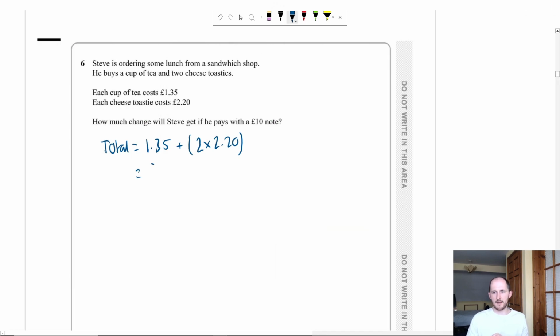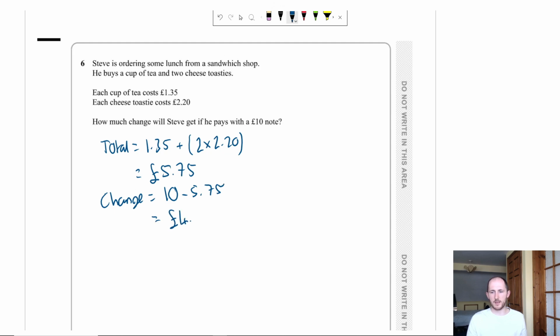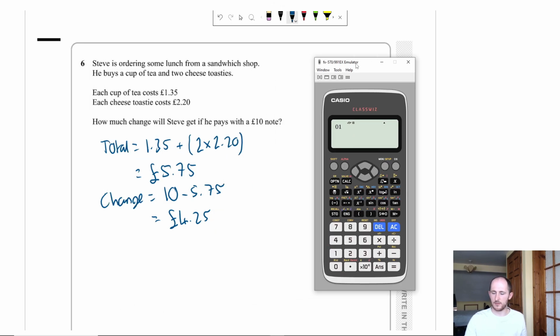So how much change will he get? Well, if you give a £10 note, the difference between £10 and £5.75 is your change. And when I say the word difference, that just means subtract. So 10 minus 5.75, which is equal to £4.25. You can just use a calculator: 10 minus answer will give you 4.25.